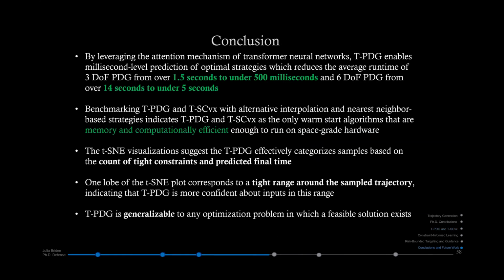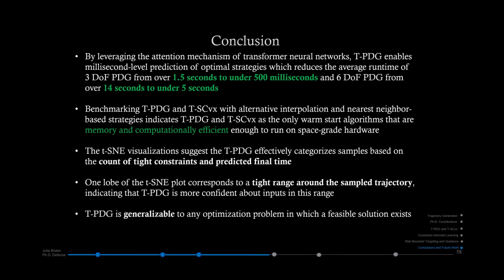In conclusion, we were able to leverage the attention mechanism of transformer neural networks to enable millisecond level prediction of optimal strategies, lowering the average runtime for 3 degrees of freedom from 1.5 seconds to under 500 milliseconds, and for Six-DOF from over 14 seconds to under 5 seconds. We also benchmarked against alternative interpolation and nearest neighbor-based approaches, showing that T-PDG is the only memory and computationally efficient method when benchmarked.